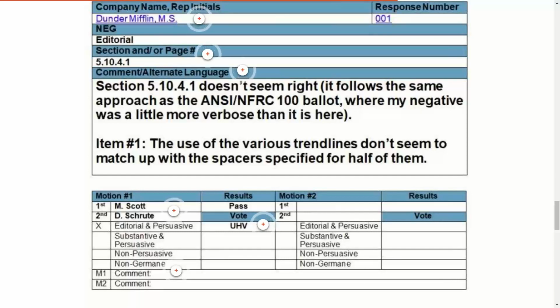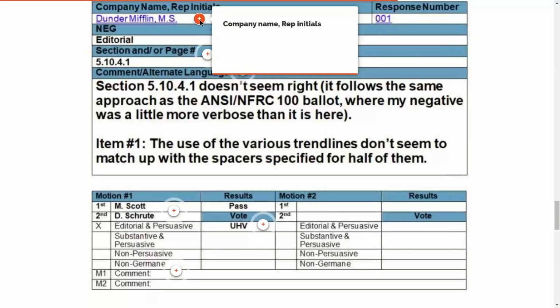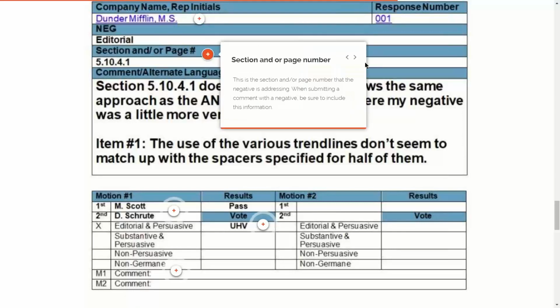negatives, and it really starts with the company name. The company name will list the member company and the member's initials who submitted the negative response. The section or page box is also important because this lists the location in the balloted document the negative comment is addressing. So when you're submitting any type of language, if you're not using our Word document that's provided, and you're just going to make one comment, be sure to include this when submitting your document and your comment.